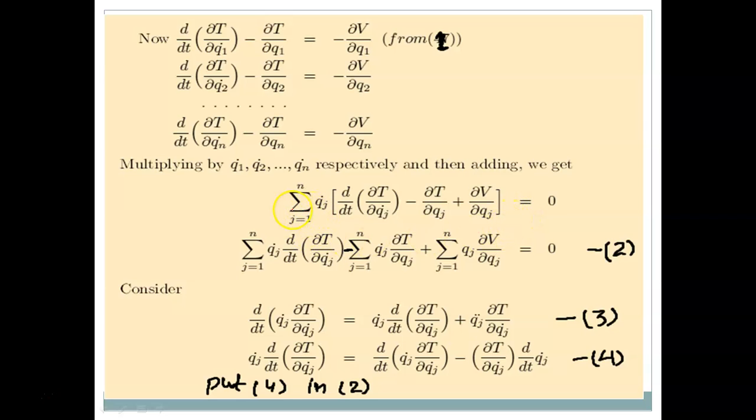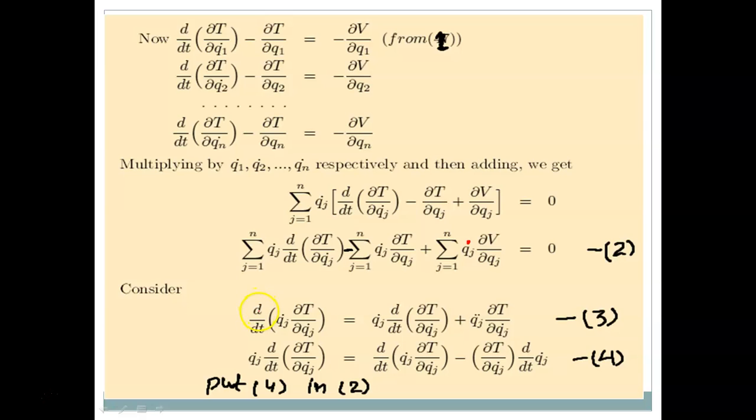When we take the summation individually with each of these terms, we get summation Qj dot d by dt of del T by del Qj dot, minus summation Qj dot del T by del Qj, plus summation Qj dot del V by del Qj. This is number 2. Now we try to obtain the value of this expression here.